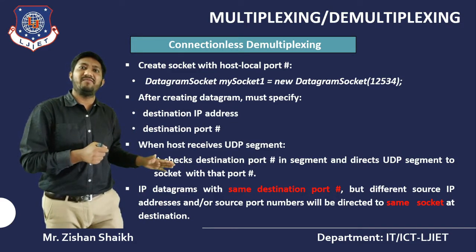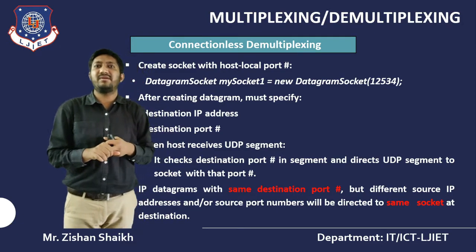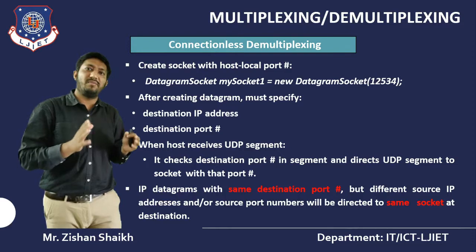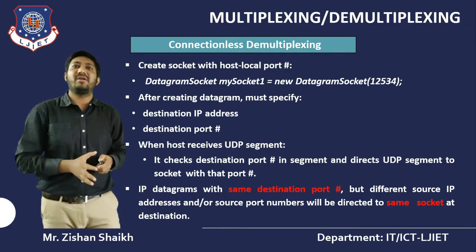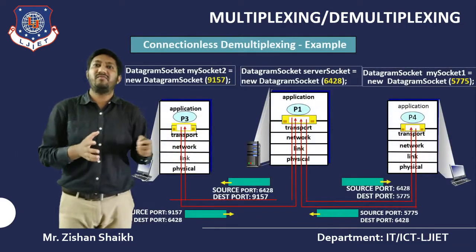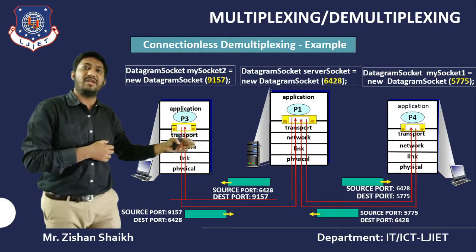So an IP datagram with the same destination port number but with a different source IP address or source port number will be redirected to another one. So this is the basic idea of how connection-less demultiplexing works. All the scenarios are shown in this particular figure.